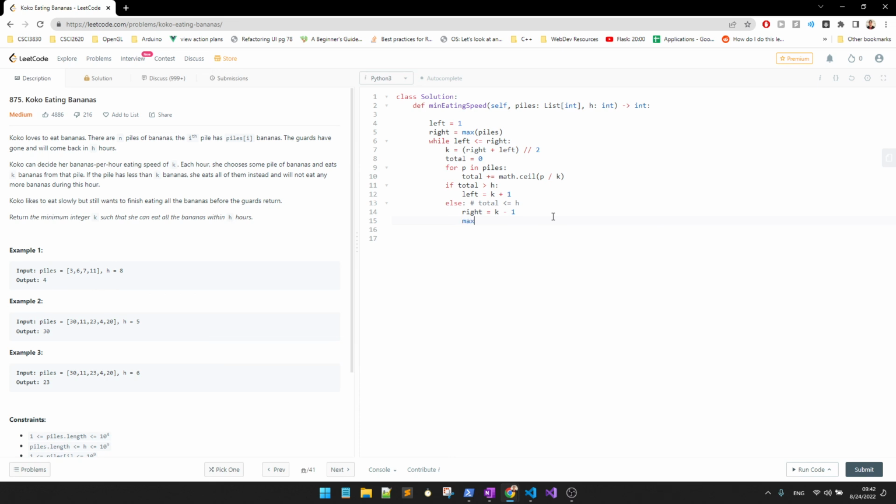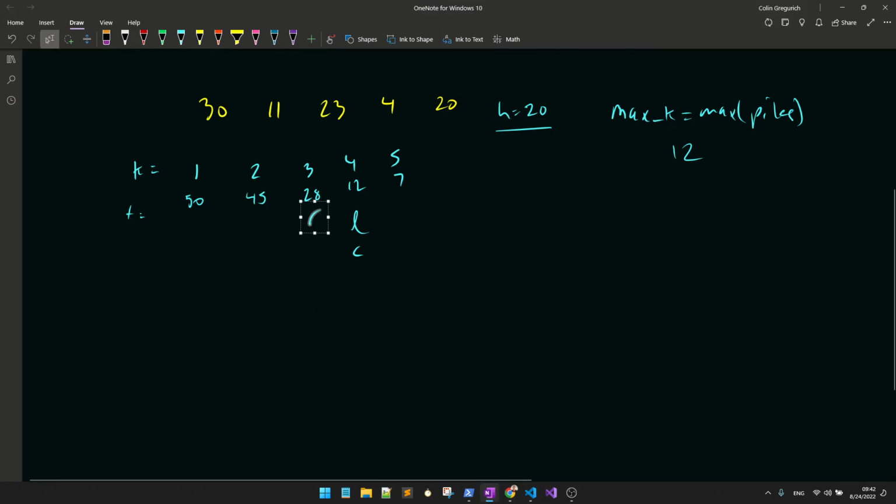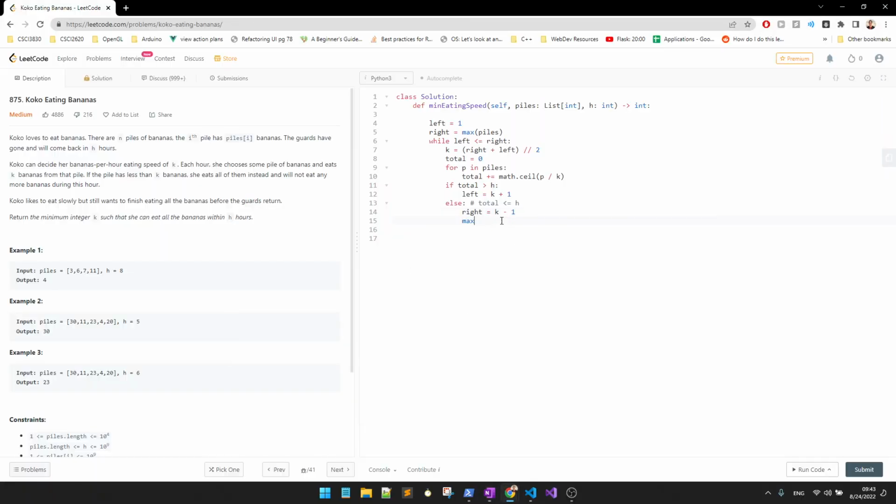Point is, whenever you found an answer, because you're shifting right to the left, you're going into larger total values territory, which means you might not be able to find another answer that actually works, that actually is less than or equal to h. Which means you need to save the current k just in case it's the best you can get. So at the end, we'll just return best k.